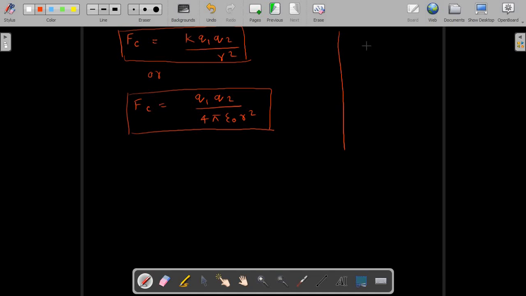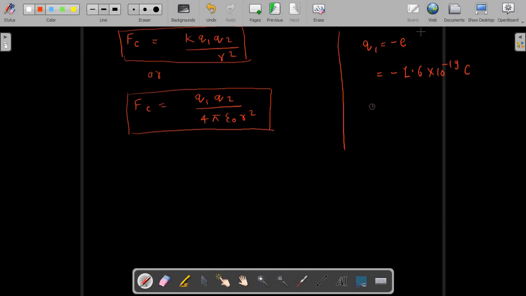What is the value of e? Suppose Q1 is an electron. What is the charge of an electron? It's negative. What is the value of e? 1.6 into 10 to power minus 19 Coulomb. Always remember that. The charge of electron is minus e, that is minus 1.6 into 10 to power minus 19 Coulomb.